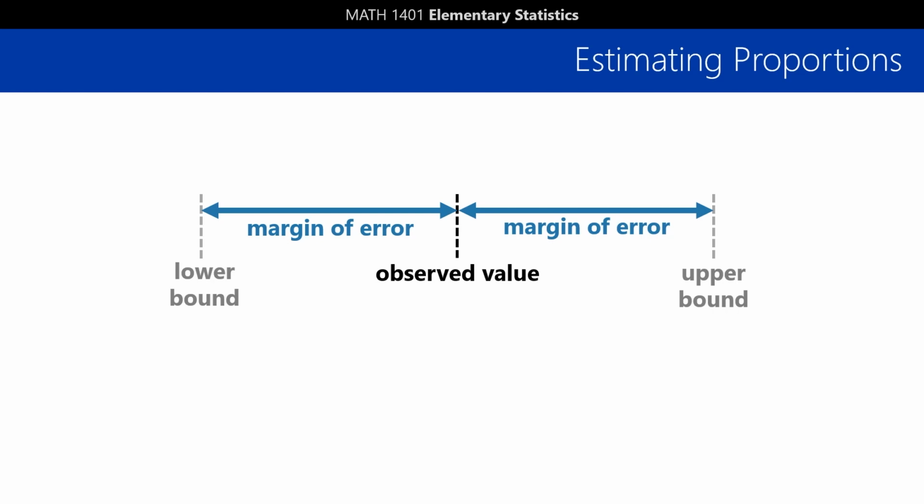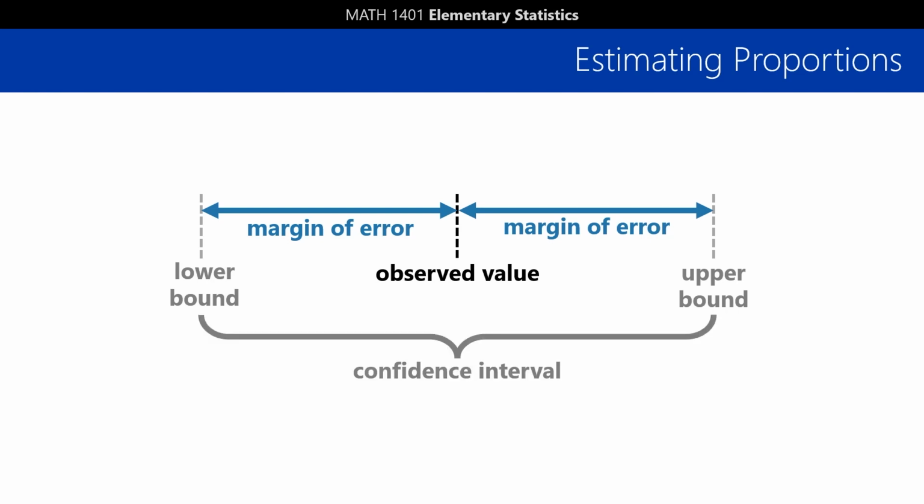Using our margin of error, we can build what's called a confidence interval, which is a range around our observed value that we think is likely to contain the true population parameter. But how big is our margin of error? 5%? 10%? How can we tell? That depends on the confidence level that we set.